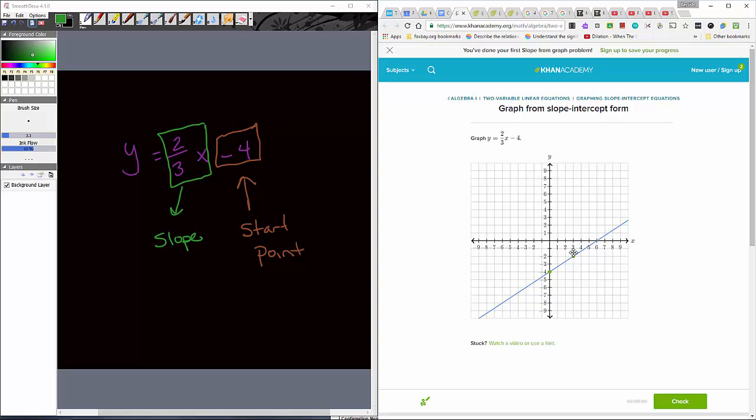Now look at this line. If I go up 1, 2, and over 1, 2, 3, it's still on this line. If I go down 1, 2, and to the left 1, 2, 3, it's still on this line. So let's check it, and sure enough, it works.